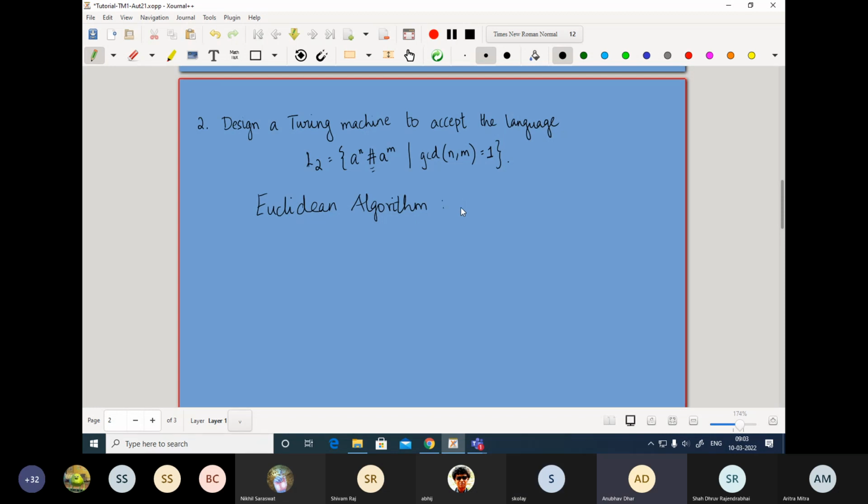GCD of n comma 0 is n, and GCD of n comma m, where n is greater than or equal to m, is GCD of m comma n mod m, otherwise GCD of n comma m is equal to GCD of n comma m mod n, right? Yes, ma'am. Okay, so now can you simulate this algorithm? This is basically what you have to do, right?